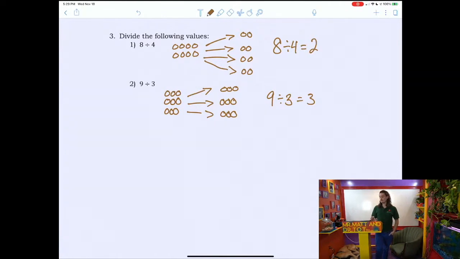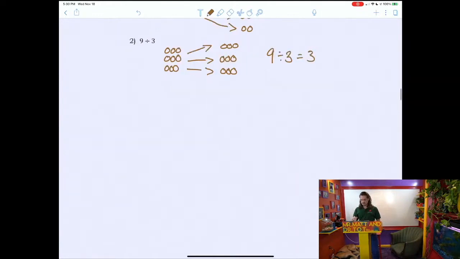Notice that 9, 4, 16, 25, 36, 49, 64, those numbers are all what's called perfect squares. When we talk about exponents, that'll become relevant, but they are a number times itself. So 2 times 2 is 4, 3 times 3 is 9, 4 times 4 is 16, 5 times 5 is 25, 6 times 6 is 36, 7 times 7 is 49, 8 times 8 is 64, and so forth. So this is a perfect square, so 9 divided by 3 is 3, because 3 times 3 is 9.